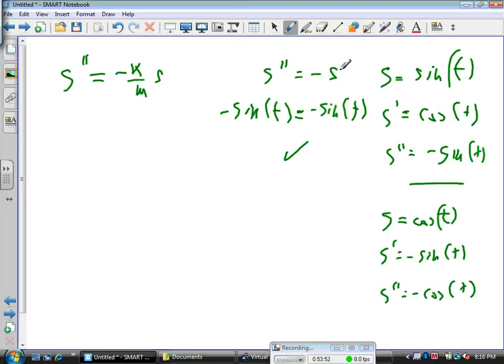Oh, okay, so if I replace s with this, s is now cosine, so I get negative s. Is that the same thing as s double prime? Well, yeah, it is. So there's actually two functions that fit the bill.